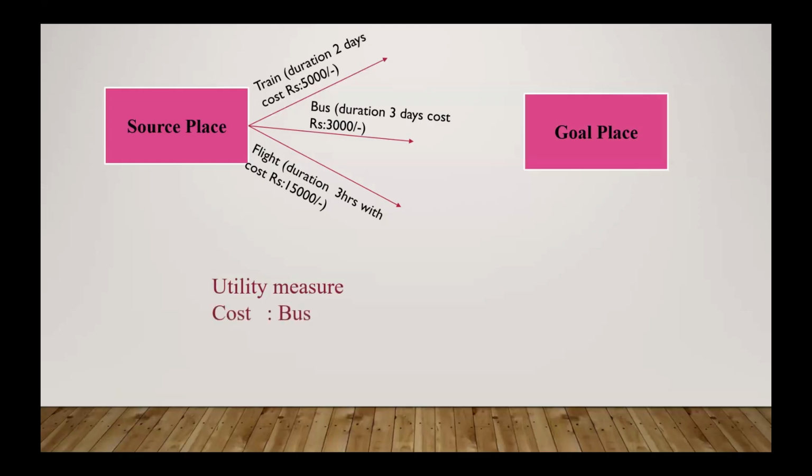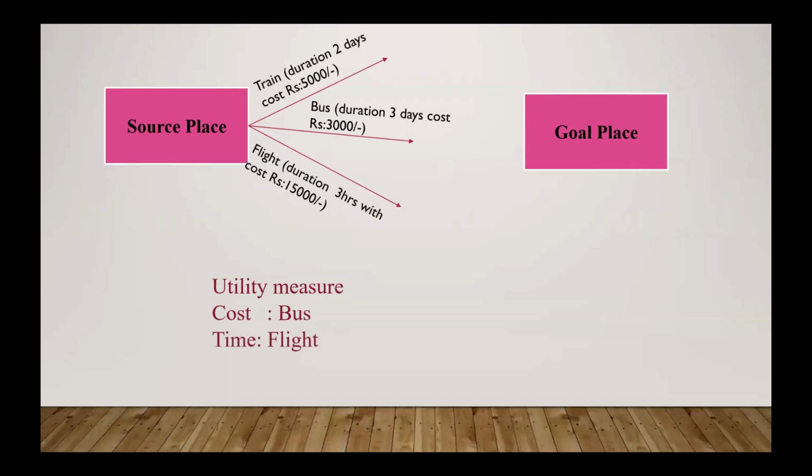If it goes for the cost, the utility function measures the cost. Now, among the three, which cost is less? Less is 3,000. Duration is more, 3 days is more. But we have to consider the cost. So if we are considering the utility measure as cost, then the agent chooses the path, that is the bus.